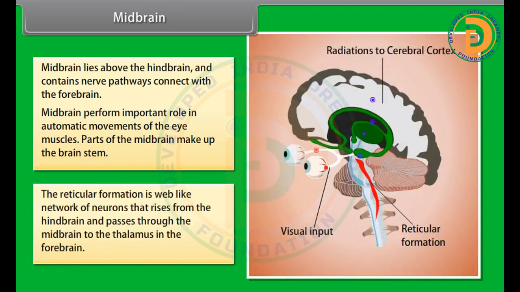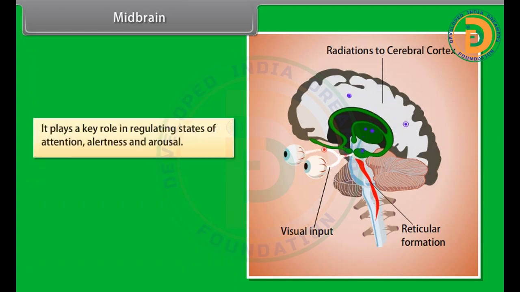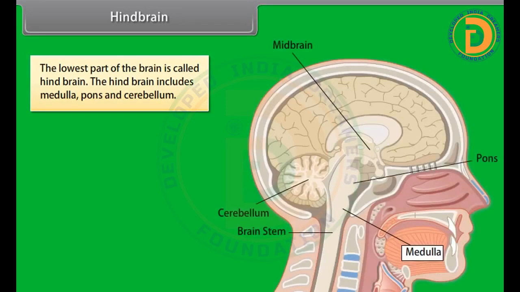The reticular formation is a web-like network of neurons that rises from the hindbrain and passes through the midbrain to the thalamus in the forebrain. It plays a key role in regulating states of attention, alertness, and arousal. Hindbrain. The lowest part of the brain is called the hindbrain. The hindbrain includes the medulla, pons, and cerebellum.